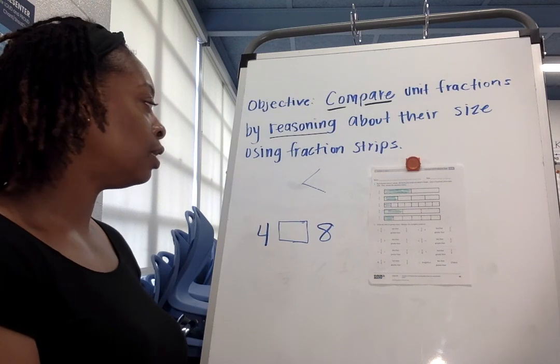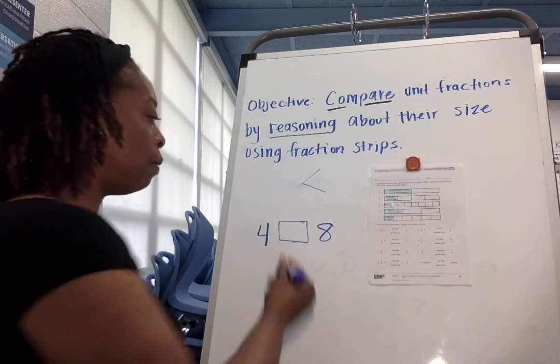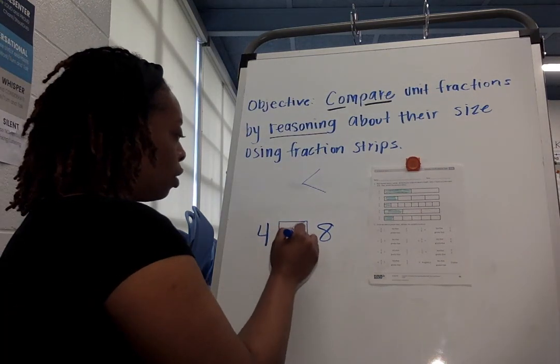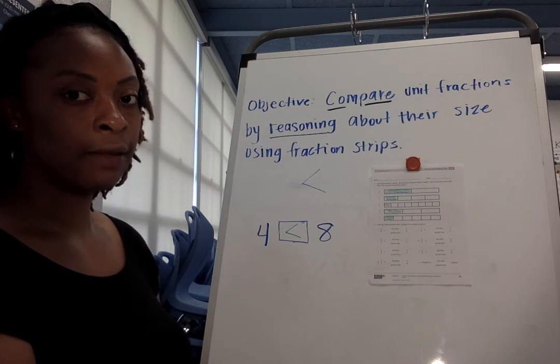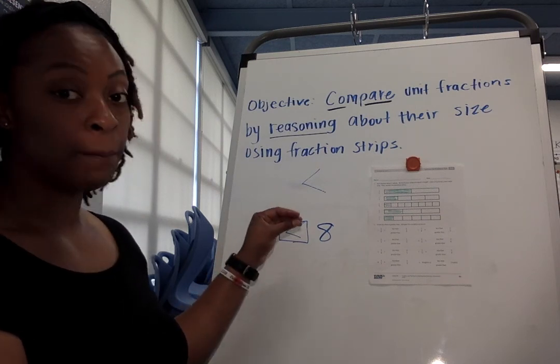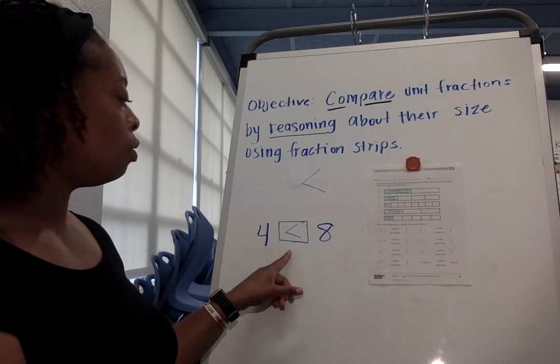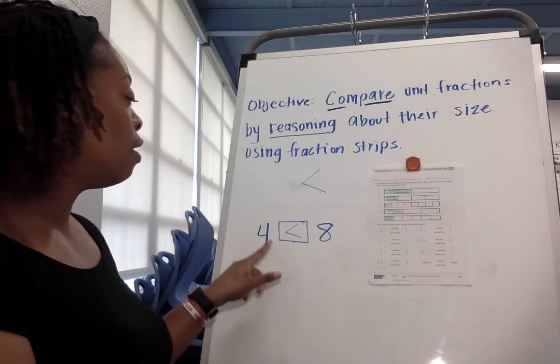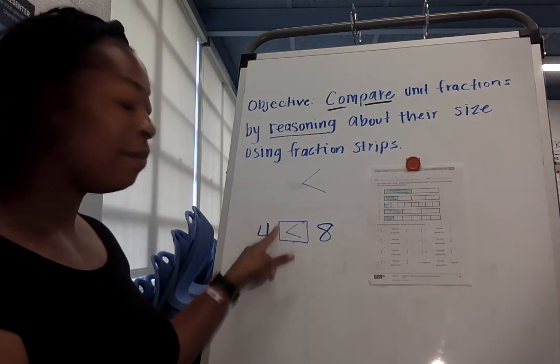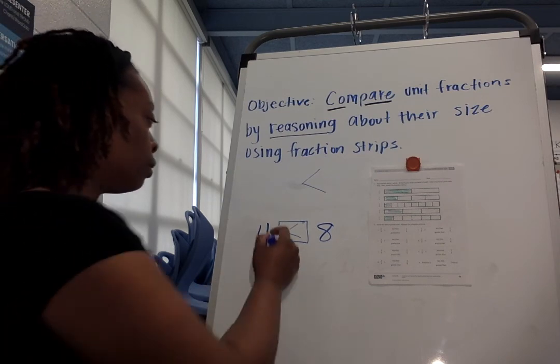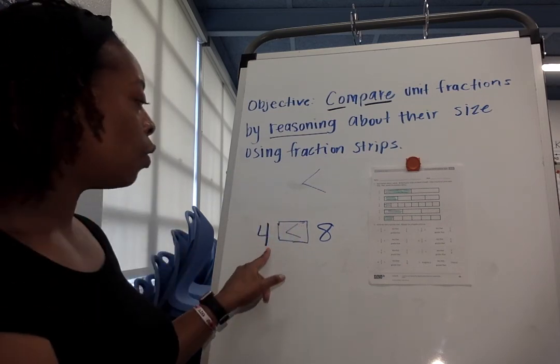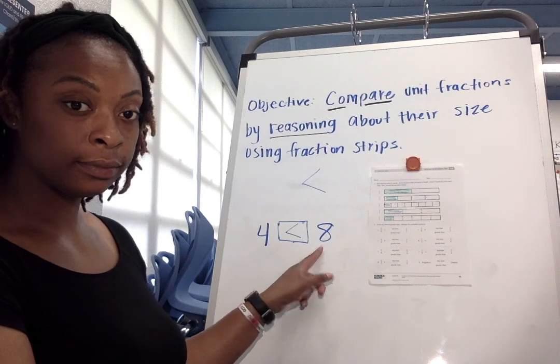Okay? So for an example, with 4 and 8, I will put my alligator mouth towards the 8 because my alligator wants the bigger number. So how you will read this is 4 is less than, because the alligator turned its back to the 4. It doesn't want that 4. 4 is less than 8. Let's try another one.